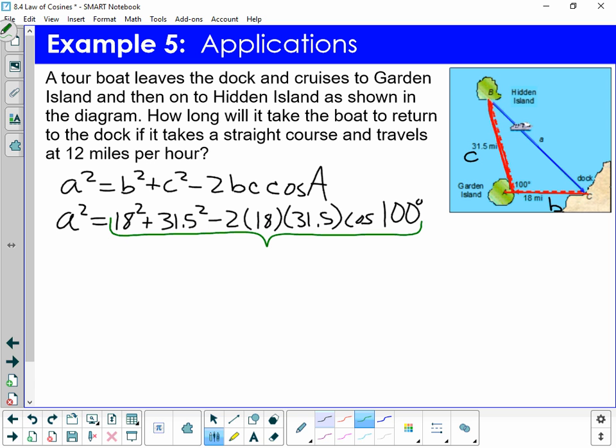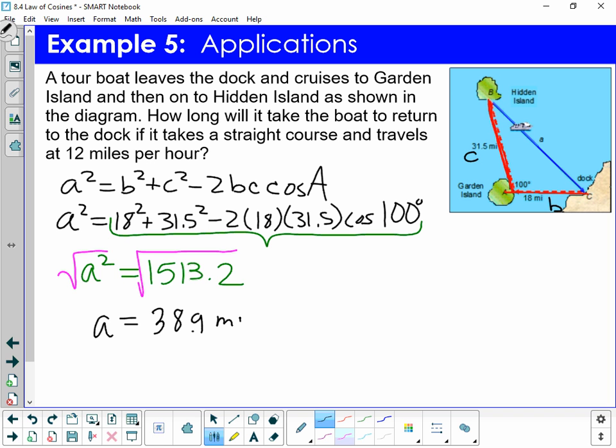And cosine 100, and we get A squared is equal to 1513.2. So to solve for A, we take the square root of both sides of our equation, and we get that A is equal to 38.9 miles. So to find out how long it's going to take, we just take that distance and divide by 12.